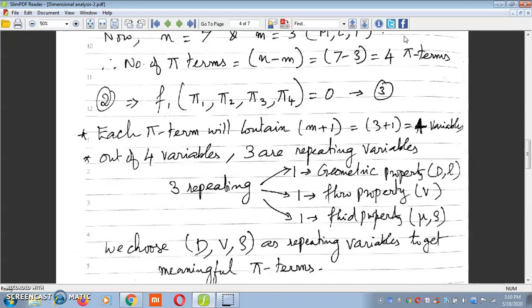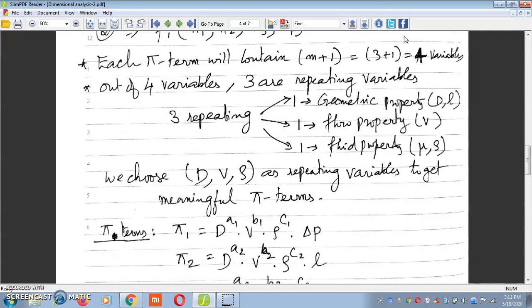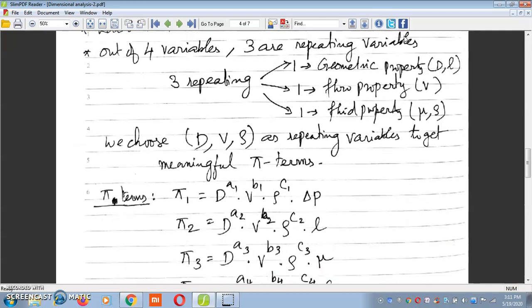Now I choose diameter, velocity and density as repeating variables to get meaningful pi terms. If I choose any other configuration, I will get a dimensionless number, but it will not have any meaningful value. So the choosing of repeating variables comes by experience or by trial and error method. Now I will form the pi terms.